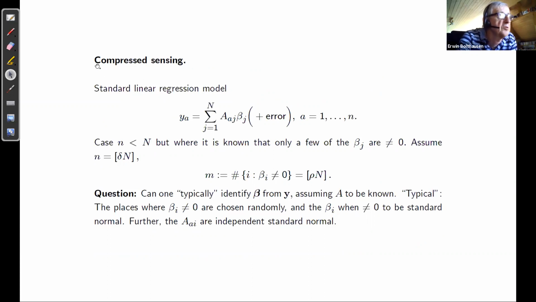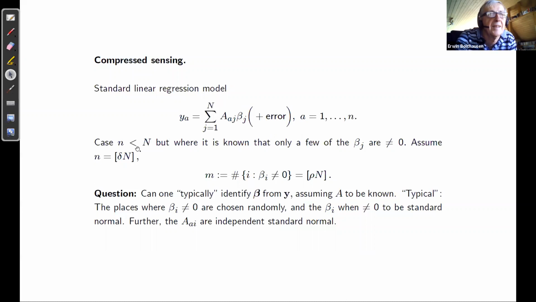That's in what is called compressed sensing. So one is just looking at the standard linear regression model here. You have some parameter you want to estimate, you have this matrix A, which is supposed to be known, and the measurement Y is just obtained by this. That's the standard regression model plus an error. I'm not talking about the errors, because in what I'm talking about, they don't play a role.